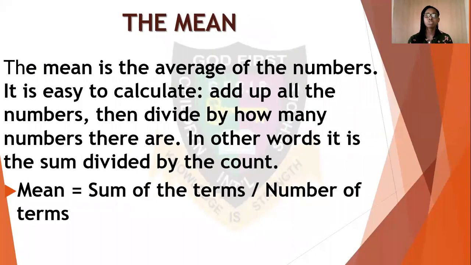So the first one we'll be discussing is mean. Mean is the average of the numbers. To calculate the mean is equal to the sum of the terms divided by the number of terms. So you sum all the given numbers, and you divide by the number of terms.